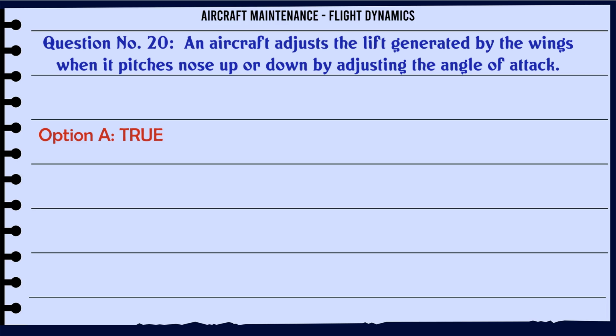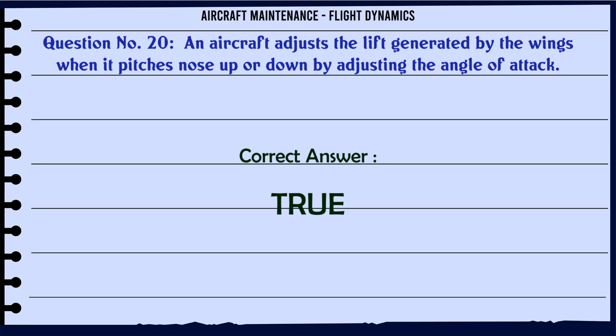An aircraft adjusts the lift generated by the wings when it pitches nose up or down by adjusting the angle of attack. A. True, B. False. The correct answer is true.